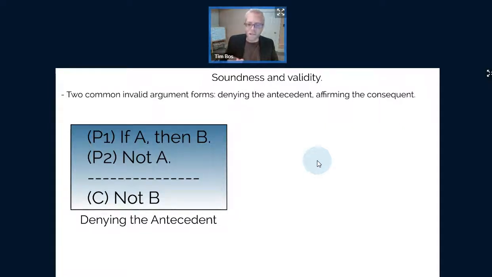But we're naming this format based on what it does in the premises, right? Premise number 2 denies the truth of the antecedent. It says that A is false. And then it concludes that B, therefore, is false as well, which is an improper move. It's not logical to say that.